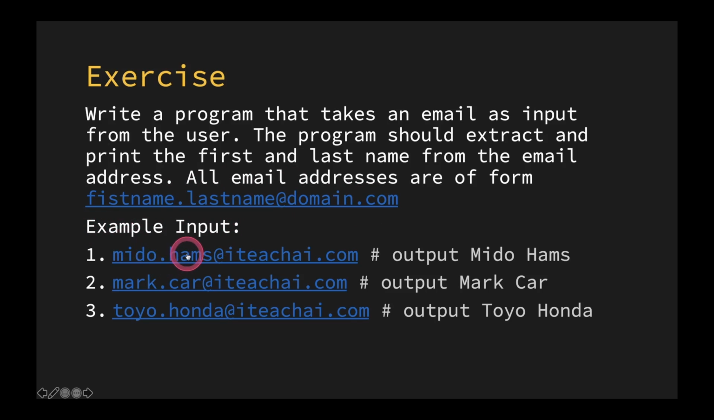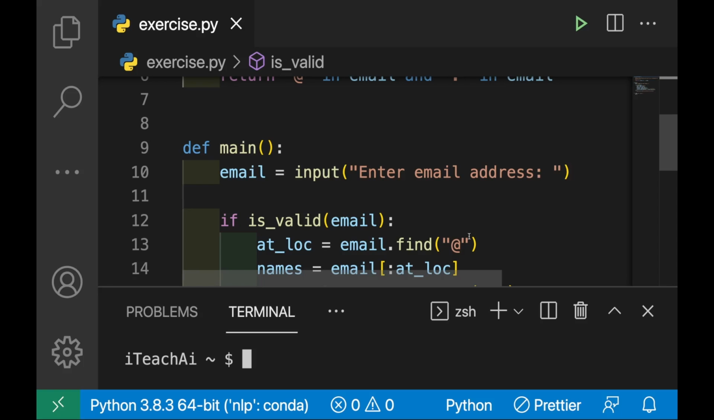So we have mido.hams@iteachai.com, and here the expected output is mido-hams. Here we have mark.car@iteachai.com, and the expected outcome here is mark-car. Here you might want to pause the video and try out this exercise. Okay, let's look at the solution now.